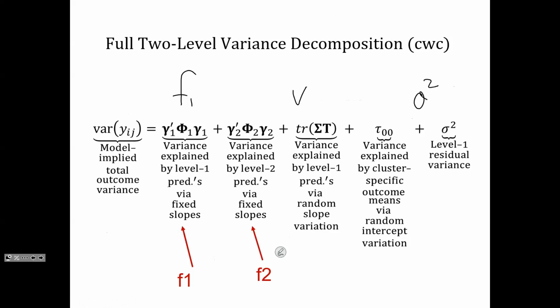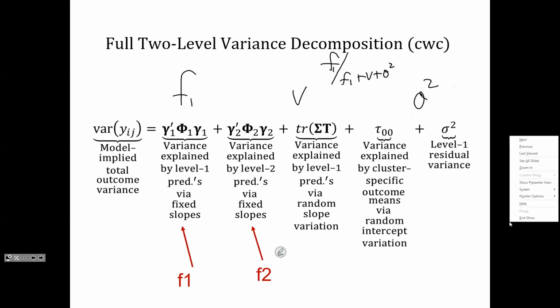So basically they're saying, if you want to say what proportion of the level 1 variance you are explaining with your fixed slopes, you could just take F1 divided by F1 plus B plus sigma squared. This gives me what proportion of the within variance, of the level 1 variance, is explained by the fixed effects.